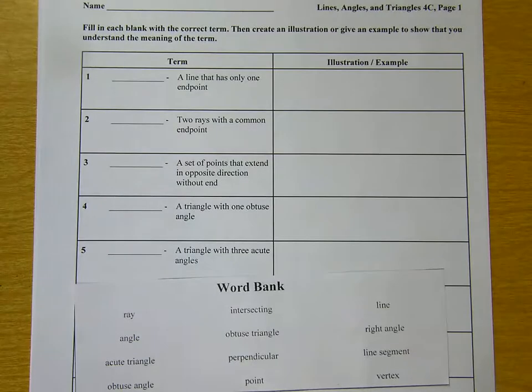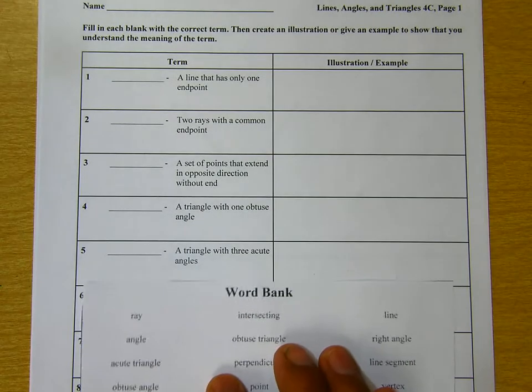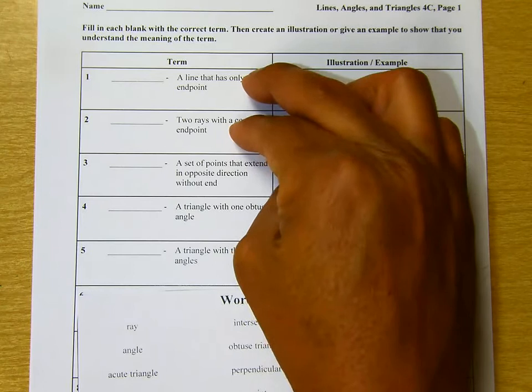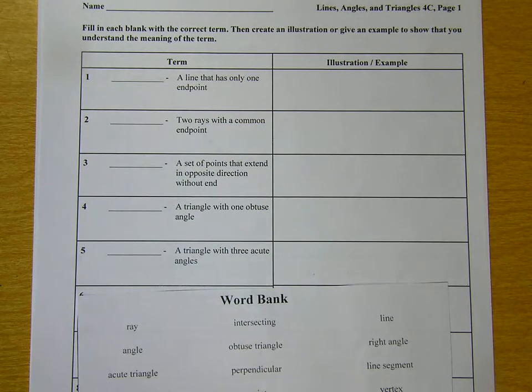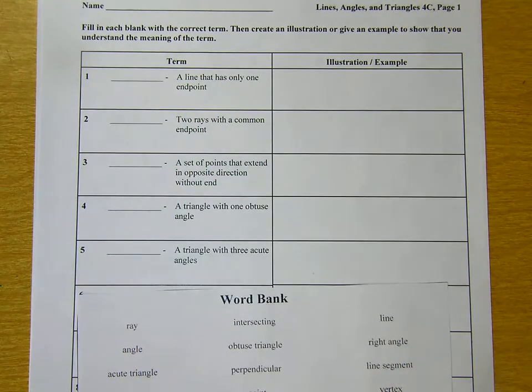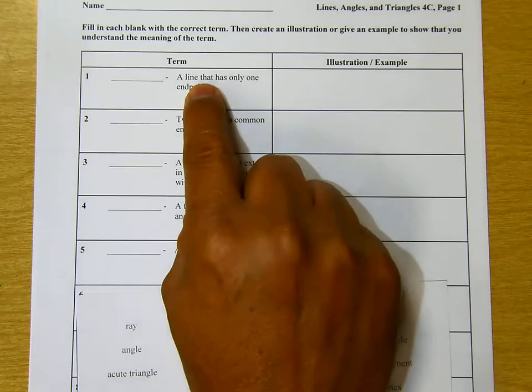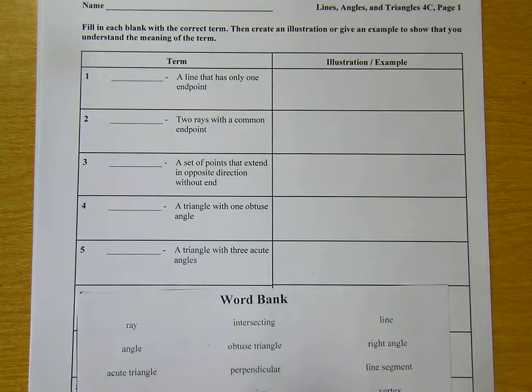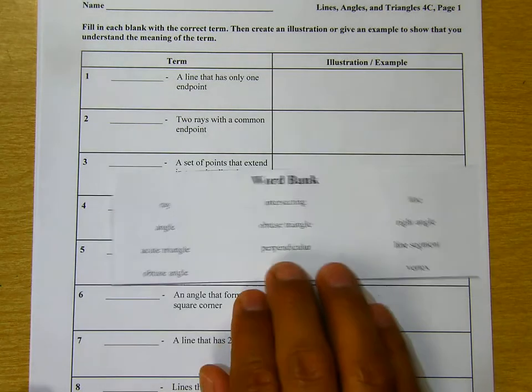So these are the notes, which you have, and we can use this word bank. We're going to do the first two together, and then the rest you will complete on your own. So the first one says blank, a line that has only one endpoint. So we know they're talking about a type of line.